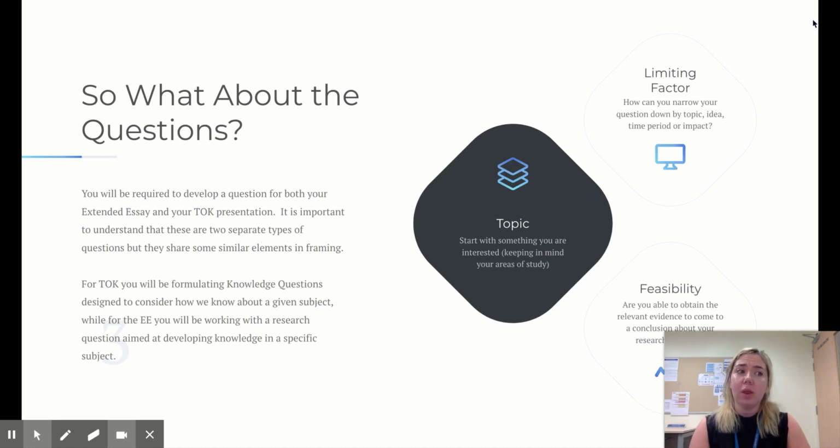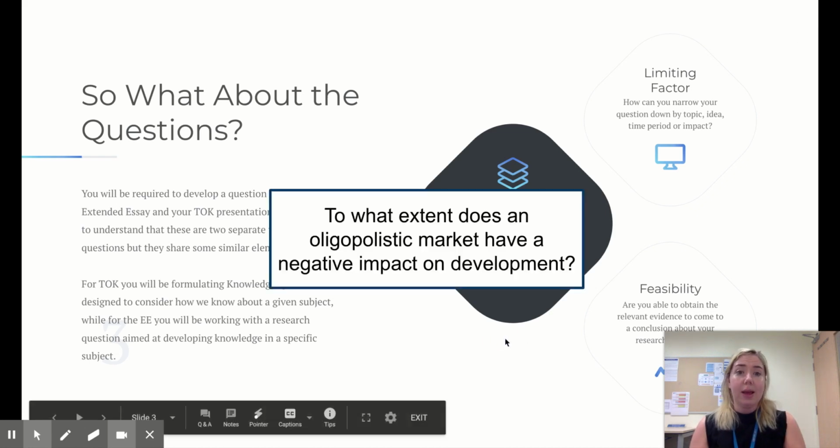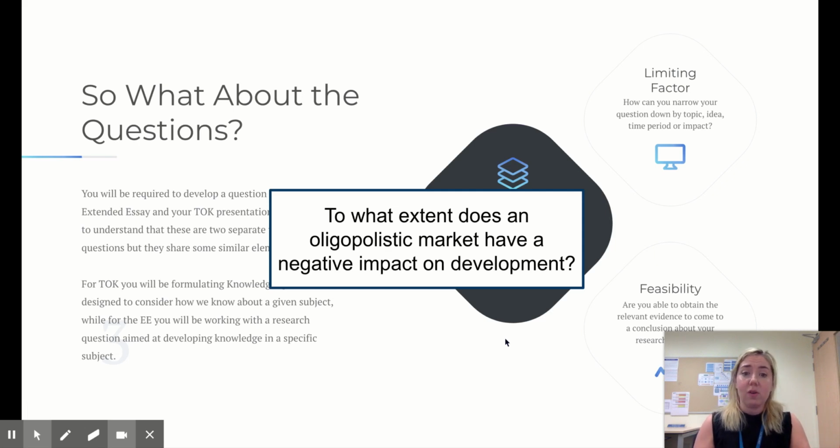So the first thing you want to think about is the topic, and you've probably got a generic topic already associated with your question. You've probably decided that you're talking about theory of the firm, for example, if it's economics, or you were talking about a particular theory if it's psych. Now what you want to do is see, can we narrow that topic down a little bit? So you might, with your topic, start to bring it down and you might come to a question that looks something like the following. To what extent does an oligopolistic market have a negative impact on development?